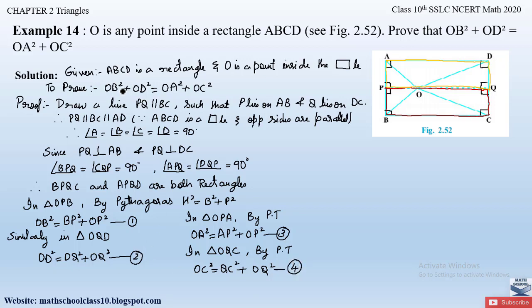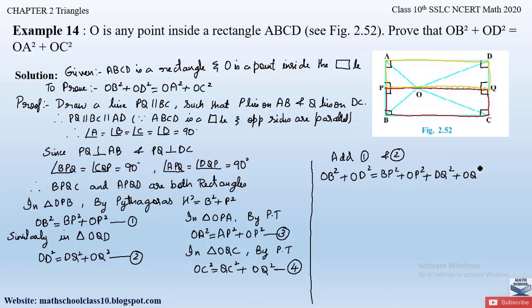So now since we have to obtain OB square plus OD square, let us add equations 1 and 2 to get OB square plus OD square. Right? Adding 1 and 2 we get OB square plus OD square is equal to, adding the right hand sides of both the equations, BP square plus OP square plus DQ square plus OQ square.